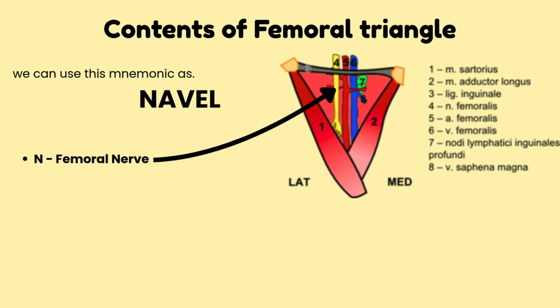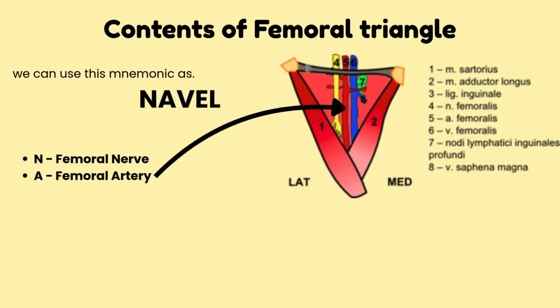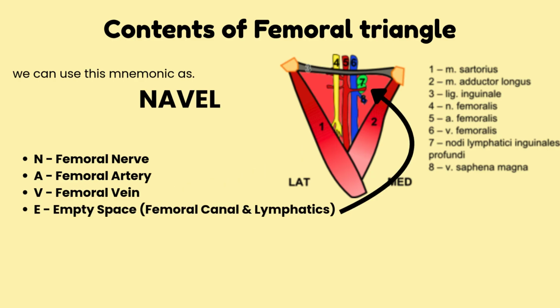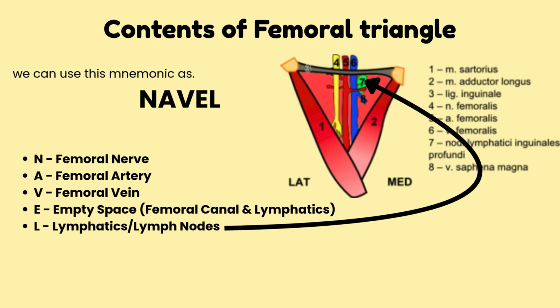N is for femoral nerve. A is for femoral artery. V is for femoral vein. E is for empty space that has femoral canal and lymphatics. L is for lymphatics or lymph nodes.